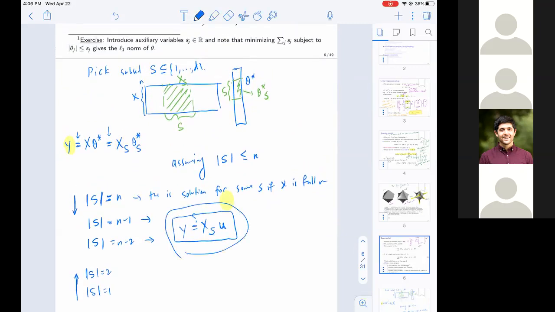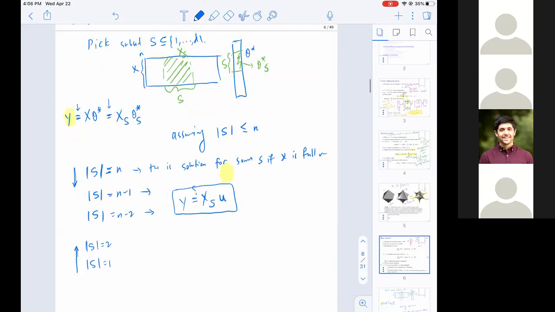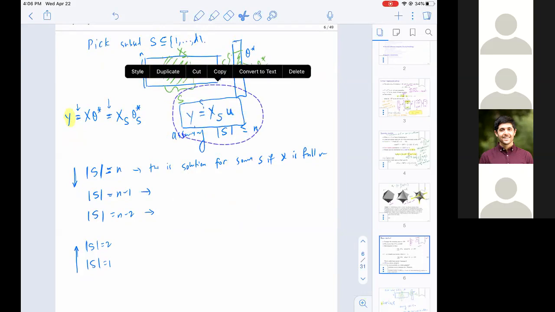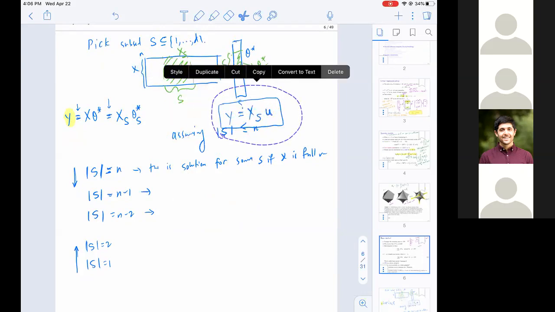Can you see what I mean? I'm still a bit confused. So the problem statement is you are given y and you are given x, and you want to find a theta star of minimum L0 norm such that y is equal to x theta star. No, I'm not trying to find theta star. I'm trying to find theta, but okay, let me try.